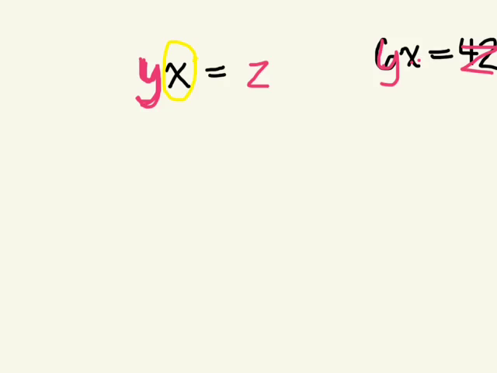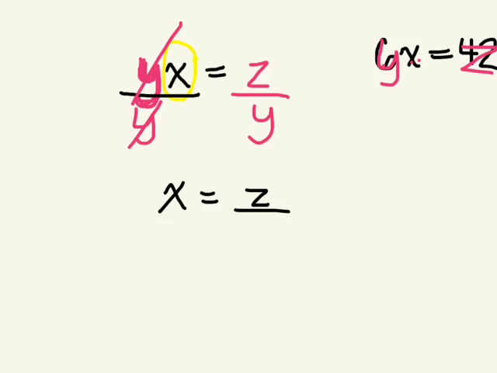How would I get rid of this multiplying by y? What would I have to do? You divide. Right, I would have to divide by y. Y divided by y, that cancels out, right? What do I have to do to the right side? Divided by y. That's it. That's the answer. The answer is x equals z divided by y. Just like here it was 6x equals 42, x equals 42 divided by 6.